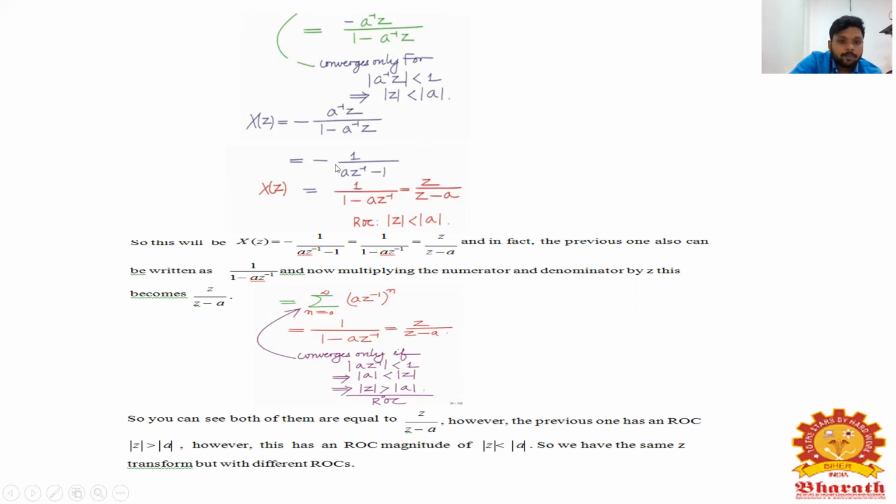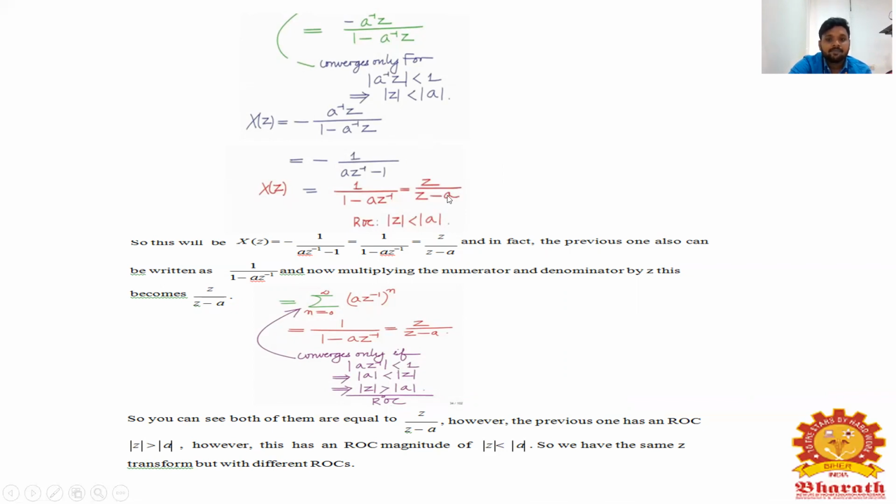To remove this minus symbol, I'm just interchanging the values, then I will get 1 divided by 1 minus a z inverse. Now the minus symbol will go off. So these equations can be written as z divided by z minus a, because 1 divided by 1 minus a z inverse, if I cross multiply, I will get 1 minus a times 1 divided by z. So z can be multiplied here, z minus a divided by z. Taking this denominator to the numerator, I will get z divided by z minus a. So this is the ROC of modulus of z less than modulus of a. So x of z of minus 1 divided by a z inverse minus 1, we get the answer z divided by z minus a.